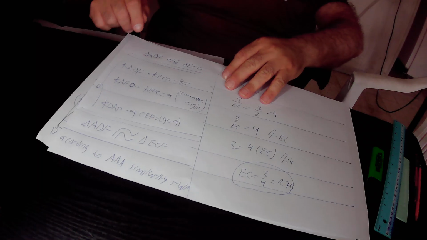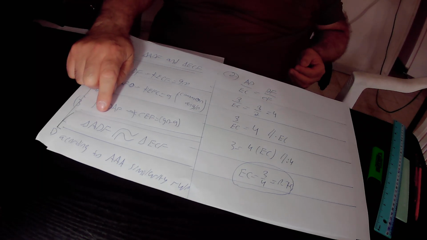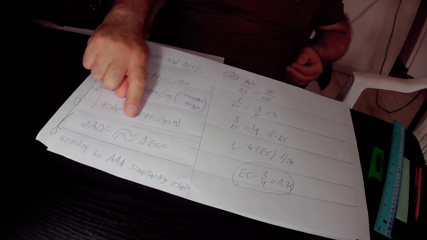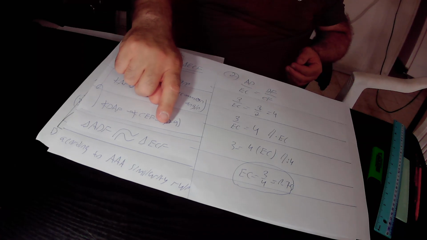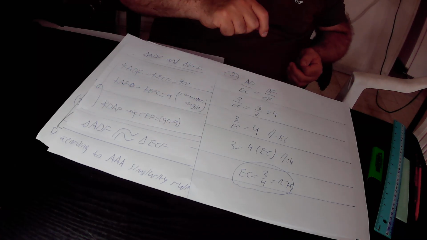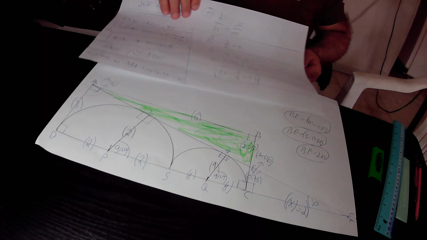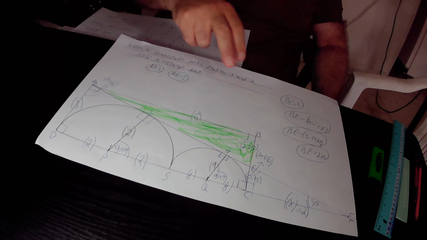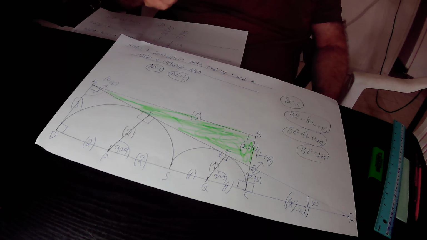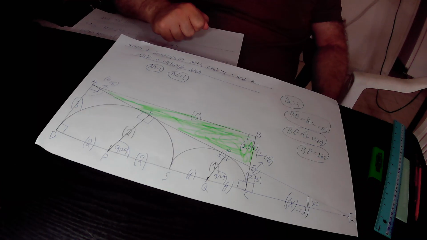And we found out that the big right triangle ADF is similar to the small right triangle ECF according to the angle similarity rule. And from the fact that the big right triangle is similar to the small right triangle, we will derive that the following relationship exists between their sides.